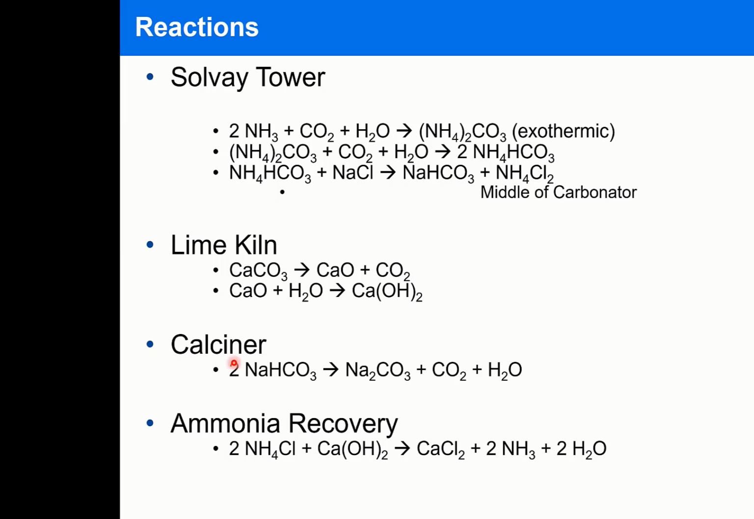The reaction in the calciner is going to be the decomposition of ammonium bicarbonate into ammonium carbonate and carbon dioxide that can be recycled to the solvate tower reaction medium. And within the ammonia recovery tower, ammonium chloride reacts with calcium hydroxide to recover ammonia that can be recycled back to the reaction medium, as we said.